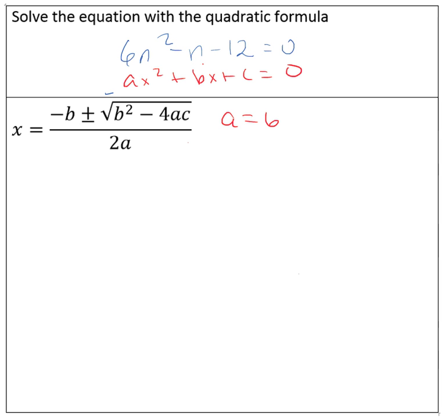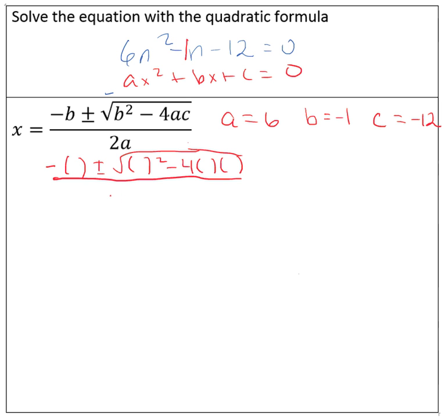We can compare our b terms, and we see that b is -1. We compare our c terms, and it is -12. So we plug into our formula. We have negative b plus or minus the square root of b squared minus 4 times a times c, all over 2 times whatever a is.